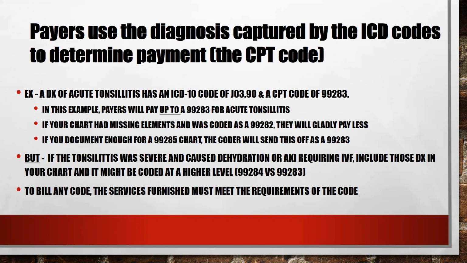However, if your chart has missing elements, say you missed something in the history or you didn't have enough physical exam, this chart then can be downcoded to a 99282. And of course, payers will gladly pay less for that encounter.